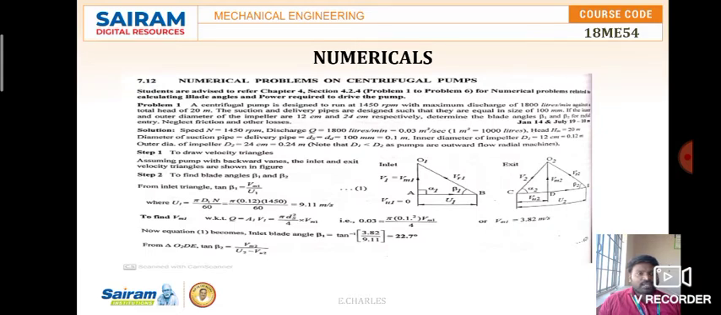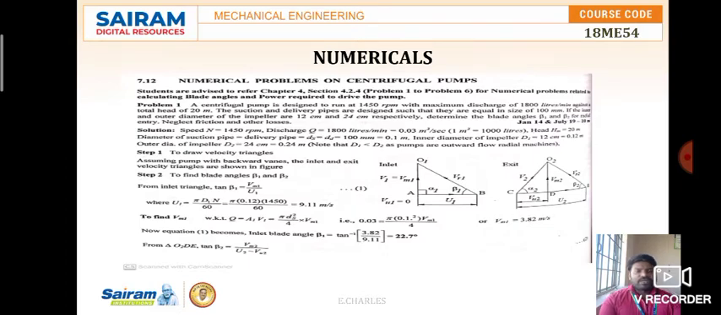So we have to calculate the blade angles beta 1 and beta 2, and the condition is given as D1 is less than D2, as pumps are outward flow radial machines. So with this data, we will find out. First we will draw the inlet and outlet triangles. As we all know, for a centrifugal pump the inlet triangle will be like this, and the exit triangle will have this shape. So with this, first we will find out the blade angles beta 1 and beta 2. Assuming a pump with backward vanes, the inlet and exit velocity triangles are shown in the figure.